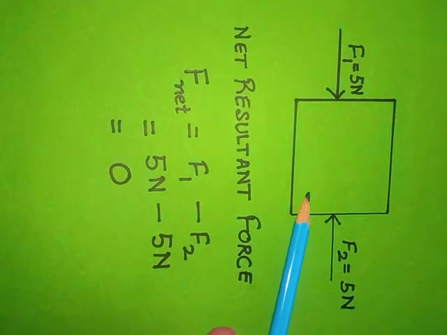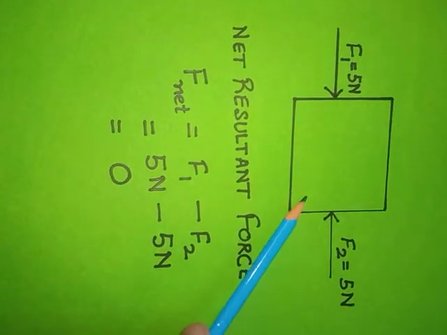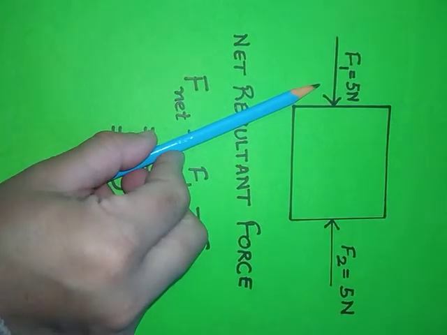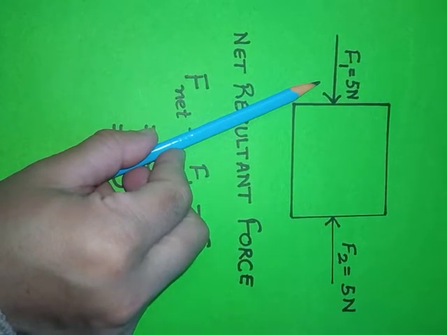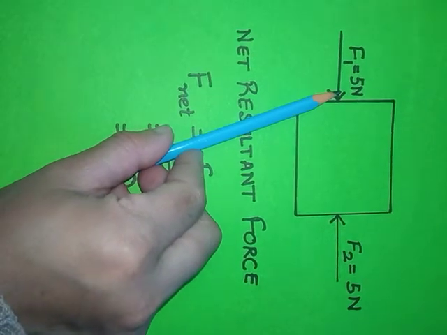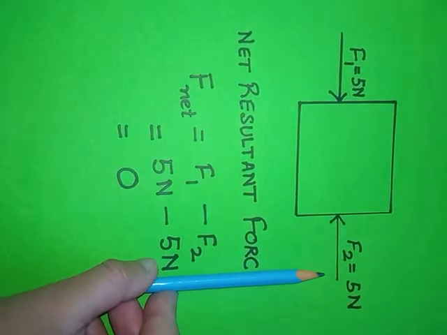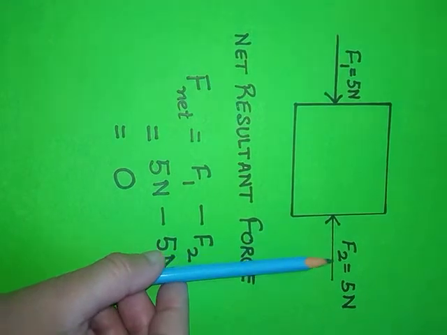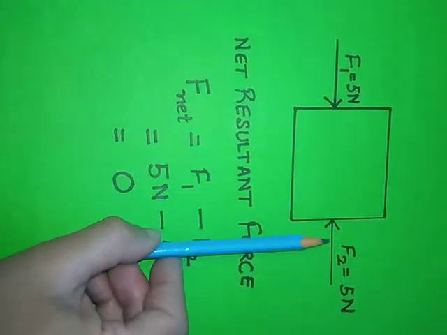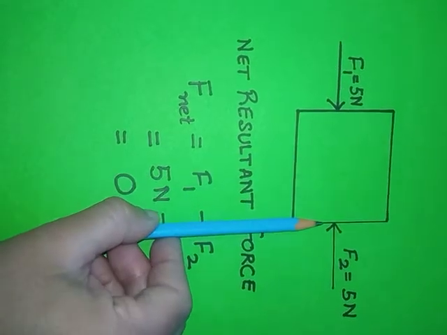Suppose we have a box and we are applying force on this box from two opposite directions. One force F1 is applied towards right, 5 Newton force, and F2 force is applied towards left and its magnitude is 5 Newton force. So these two forces are equal and are opposite to each other.